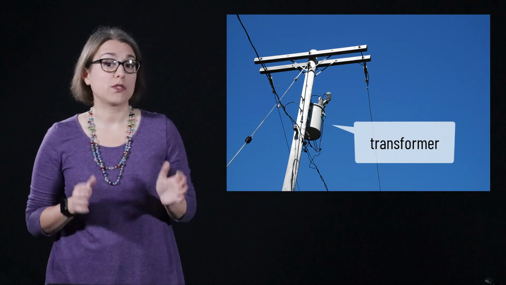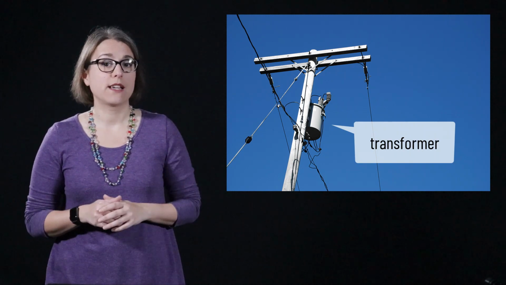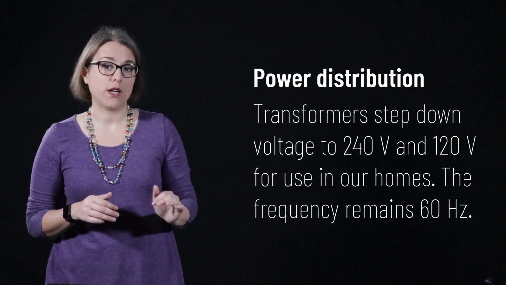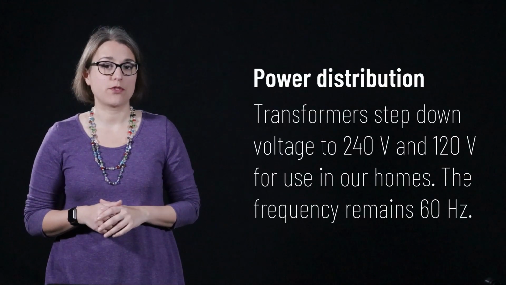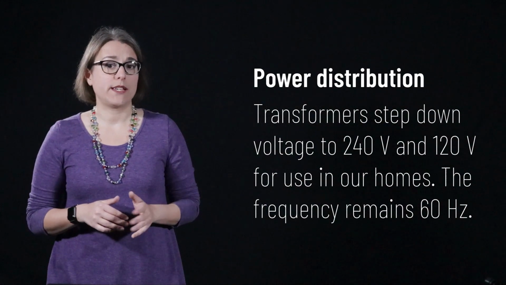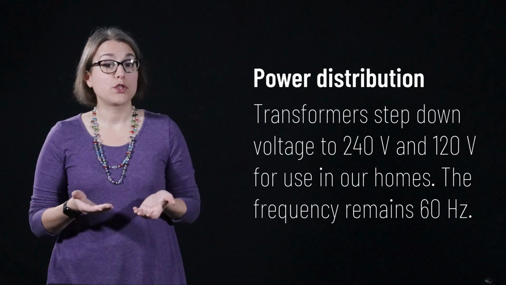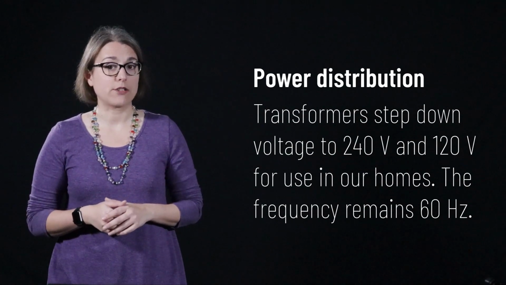Transformers on the power poles hanging on distribution lines step down the voltage once more to 240 volts and 120 volts for use in our homes. Note that the frequency of the AC voltage remains 60 hertz throughout its journey, which is why we experience 60 hertz electricity in our homes.